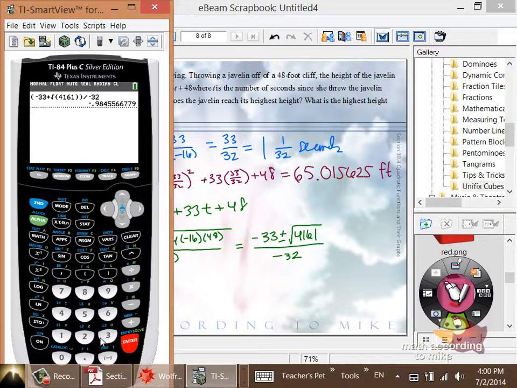So let's try the one with the minus square root. On your calculator, if you have an 83 or 84, to get back the previous line, if you hit second enter, it copies it. Fancy. And then instead of that plus sign, just change it to a minus. Oh gosh, I went too far. Minus. 3.047. Does 3.047 make sense? Yeah. So just over 3 seconds, the javelin will hit the ground.